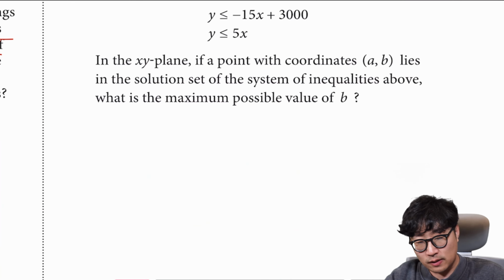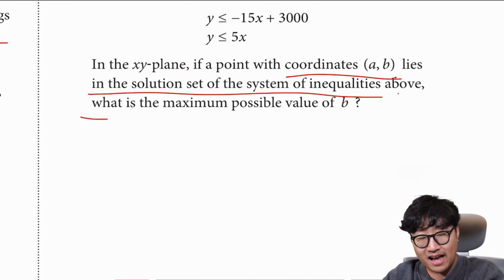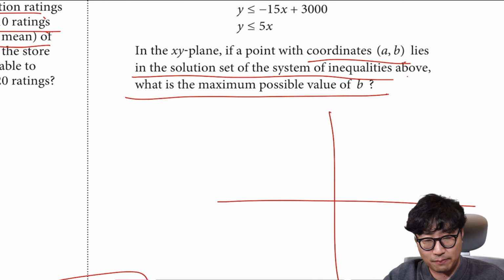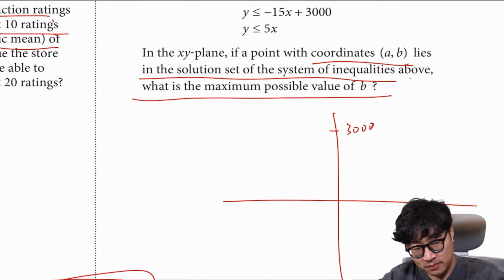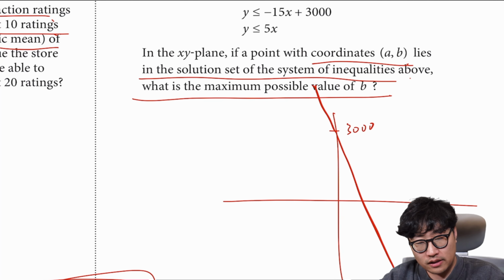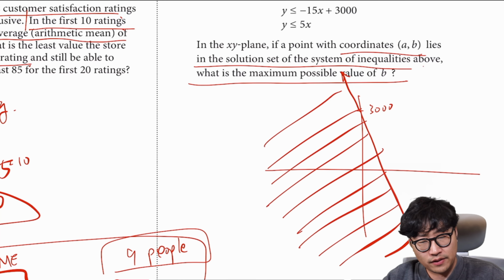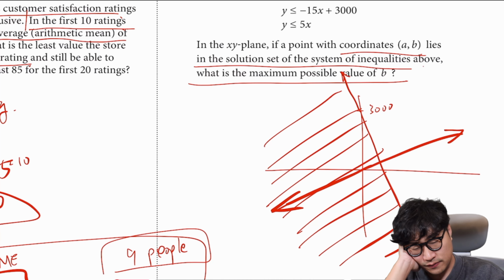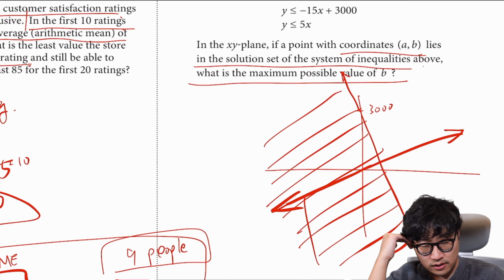Number 36, in the XY plane, if a point with coordinate A, B lies in the solution set, what is the maximum possible value of B? So let's just draw that. You really don't have to draw the very exact picture, but something like 3,000, and it's a negative steep slope, something like this. And then y is less, so you would color the bottom portion. And then y is less than 5x, so that's a positive slope, something like this. I'm going to draw it a little bit flatter just because this 5x should be flatter than the 15. And then y is still less again, so I'll color the bottom portion.